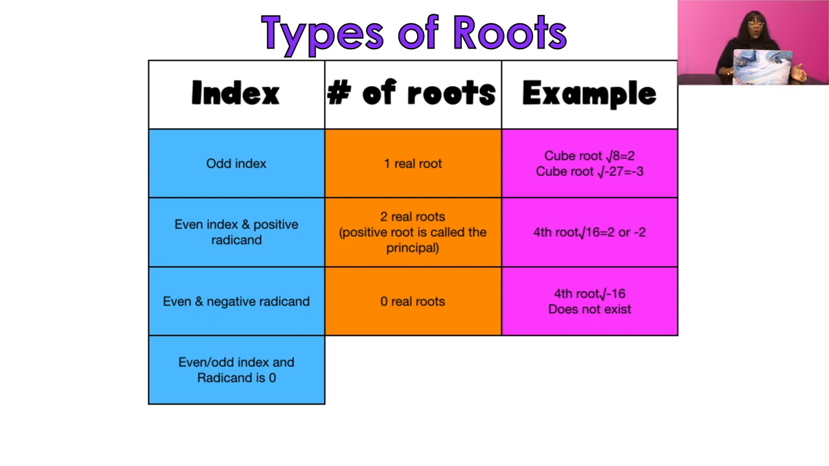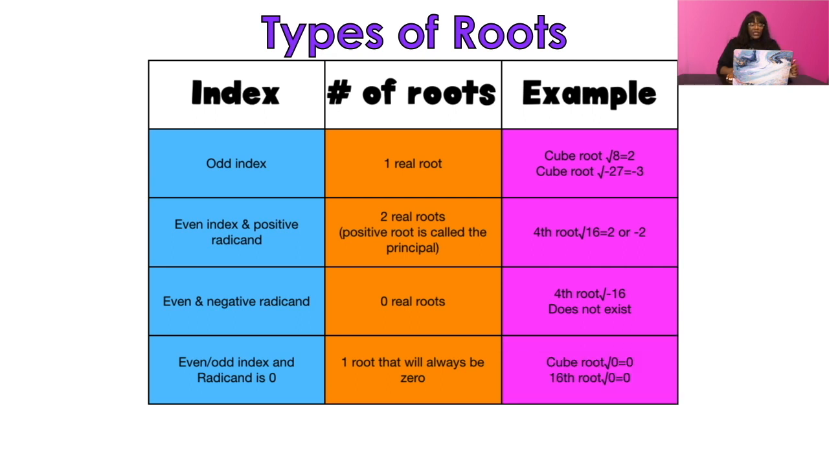Even or odd index, but the radicand is 0. So basically the root of 0, the second root of 0, third root of 0, fourth root of 0, fifth root of 0, sixth root of 0, the nth root of 0 is always going to have one root, and that one answer is always going to be 0. Cube root of 0 equals 0. 16th root of 0 equals 0.